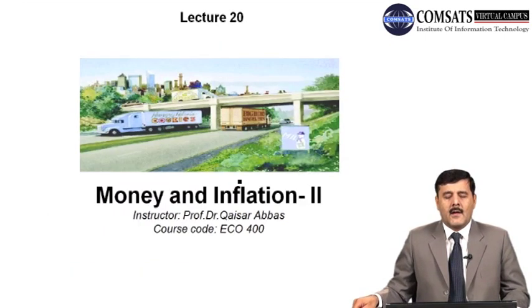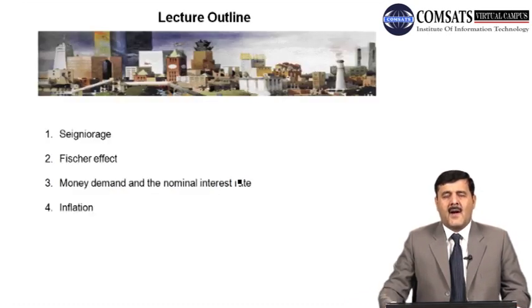Now we continue with the same topic in today's lecture, money and inflation, and how we can go further in explaining the relationship between inflation and money. Today we will talk about seigniorage, and then about the Fisher effect, and then we will link up money demand with the nominal interest rate. Before, we said that money demand is determined only by output in the economy, but here we will see another determinant of money demand, which is the nominal interest rate.